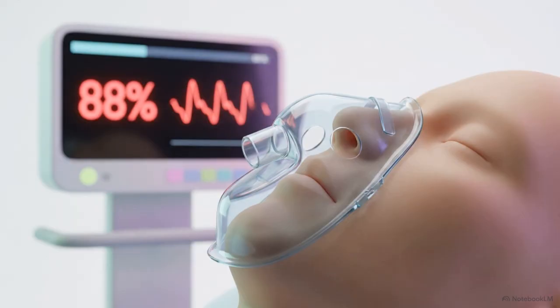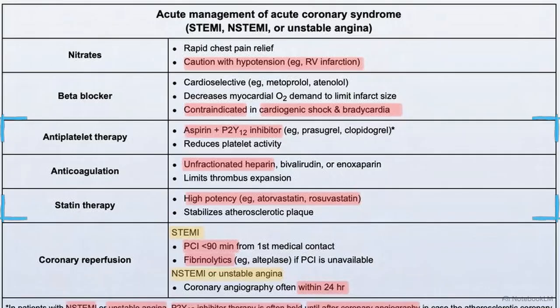Initial medical management uses a conservative approach to oxygen, reserved exclusively for patients with documented hypoxemia below 90% saturation or visible respiratory distress. This table outlines the standard pharmaceutical load for ACS: aspirin, systemic anticoagulation, and high-intensity statins. Nitrates offer rapid pain relief, but require caution with hypotension. Beta blockers limit oxygen demand, but must be withheld if the patient shows cardiogenic shock, bradycardia, or acute heart failure.